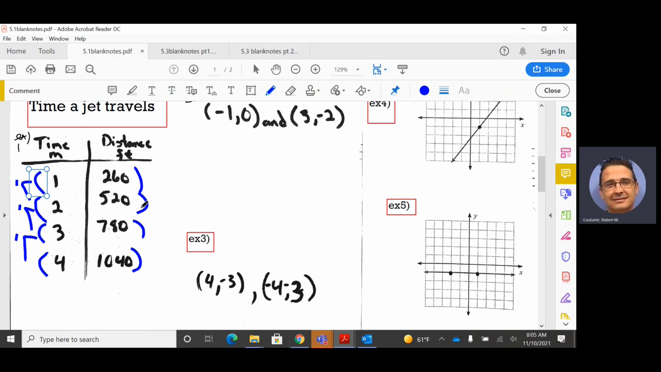Now how are the y's changing here? You take 520 and subtract 260, and we end up with, from here to here, it went up by 260. Then test it again: 780 minus 520 is 260. And you do it again, and you'll notice that this is changing by 260 each time.